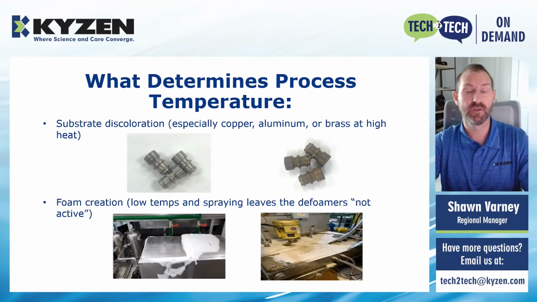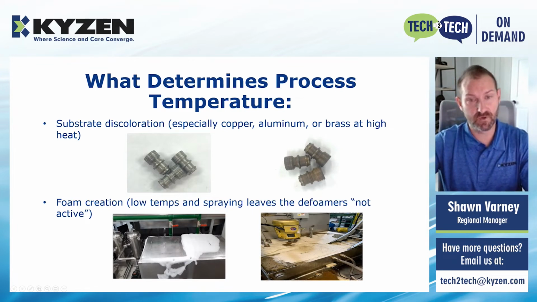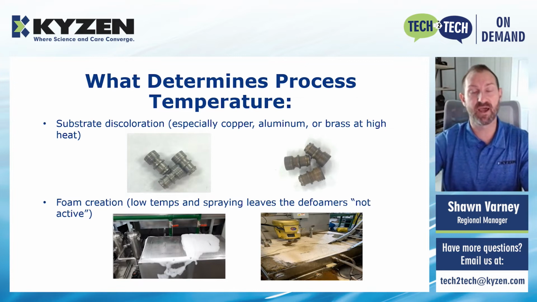Substrate discoloring. So you'll see on the left picture here, this is aluminum before and aluminum after. So you especially want to be watching out for copper, your aluminum, your brass at high heat. Tends to turn them colors or oxidizes them. That is a big process.